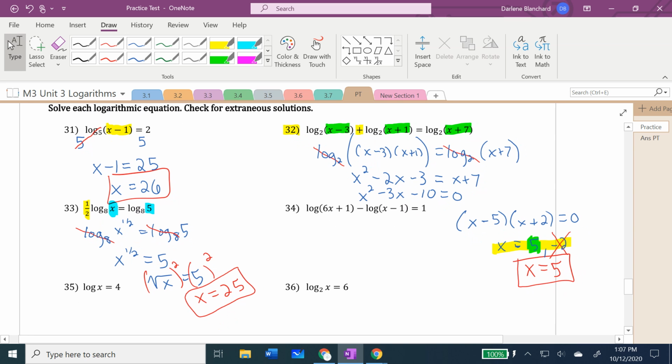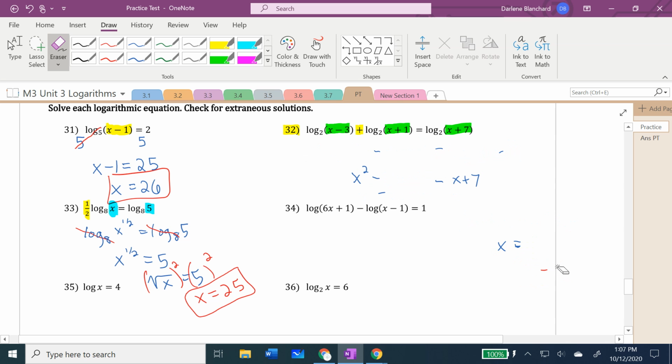I'm going to erase number 32. I do have the answers available online, so you can look at that, but I'm going to erase these so I can see better, so I can show you better. Number 34.